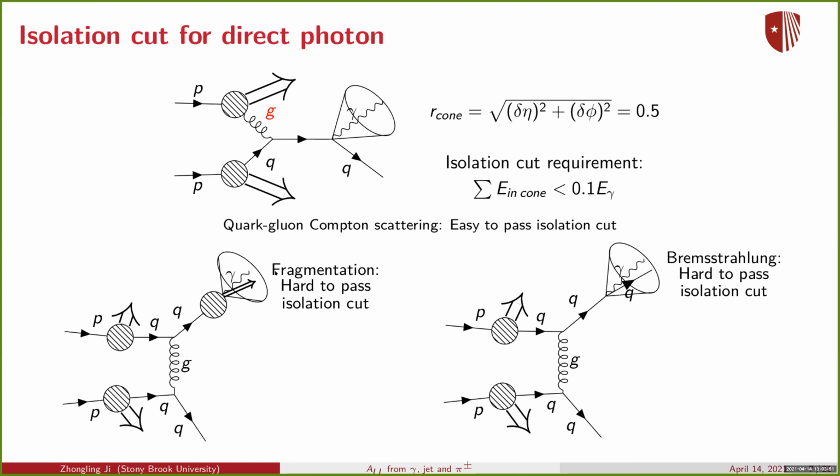We do this because if there is a fragmentation process, this quark fragments to a photon, and in this way it also has other particles inside this cone, so it's hard to pass the isolation cut. The same as the parton shower case, it is also hard to pass. And if there is a hadron decay photon, it also comes with a jet and is usually rejected by the isolation cut.